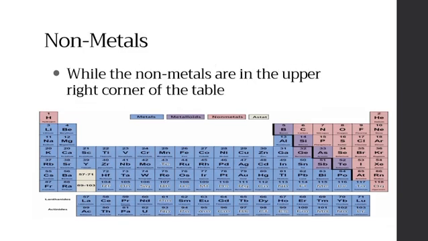Nonmetals are present mainly in the upper right corner of the periodic table. They are usually dull, brittle, and poor conductors. Examples include oxygen, nitrogen, and chlorine.